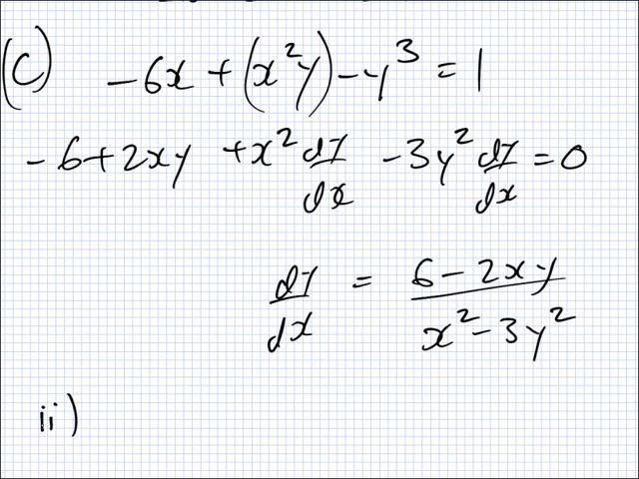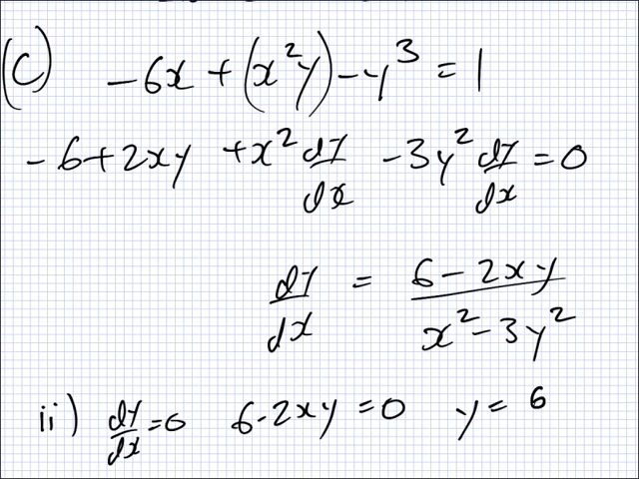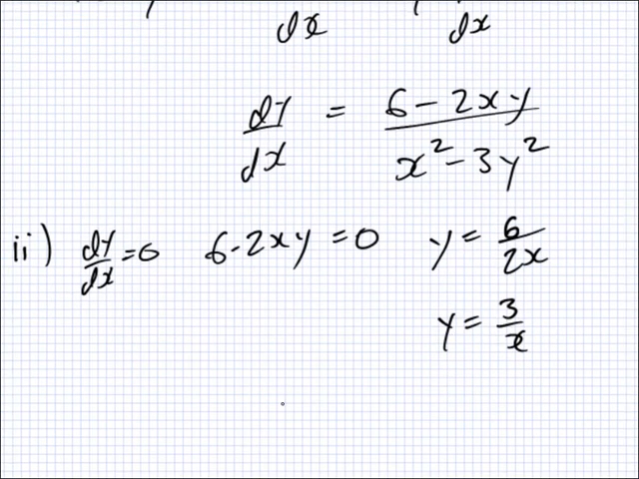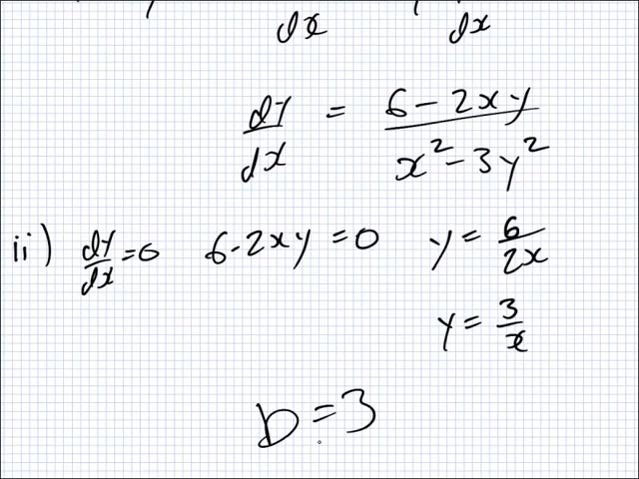Stationary value. Find y. Well, if it's stationary value, this is equal to 0. Now the only way a fraction could be 0 is if the top is 0. Well, what does that make y equal to? y would equal 6 over 2x. So y is equal to 3 over x. So B is 3.